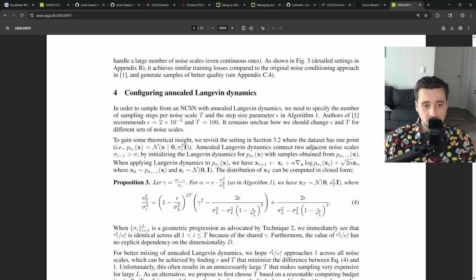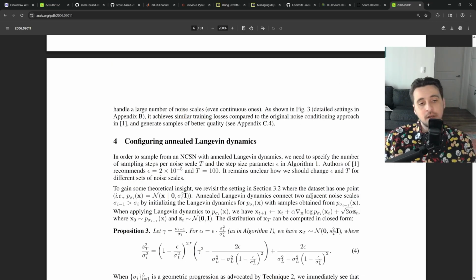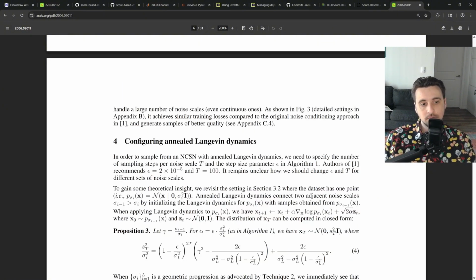Am I supposed to change the epsilon every... Oh, no. This is a constant, right? This doesn't depend on the step size. What is T? Capital T? Oh, the number of sampling steps per noise scale. So this is 1 then, right? Yeah, so my epsilon is 2 times 10 to the minus 5.